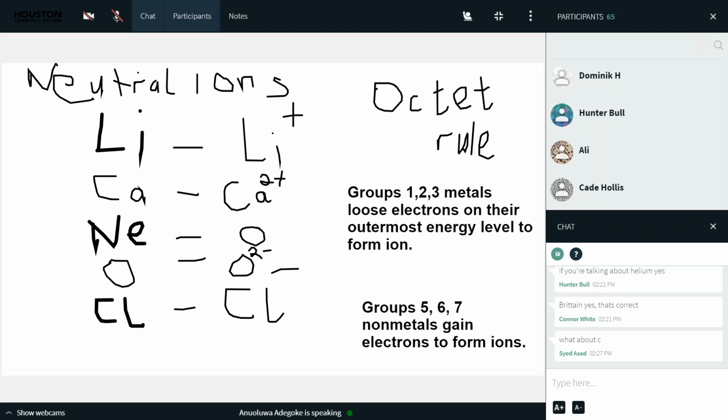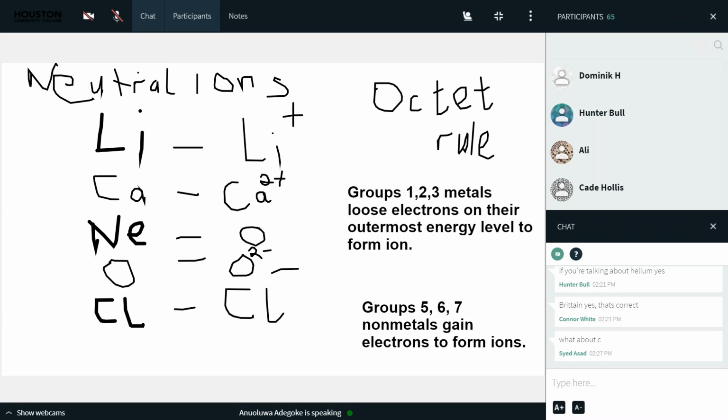The non-metals, when you name them... somebody asked, what about carbon? Like I said, carbon is in the middle. Carbon typically forms covalent compounds, which are formed by sharing electrons. So carbon typically shares electrons. That is why carbon is used in organic compounds.